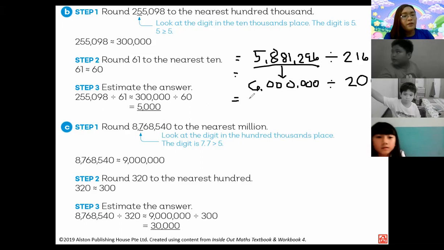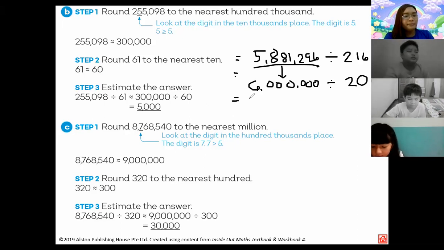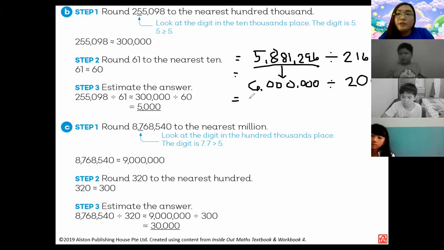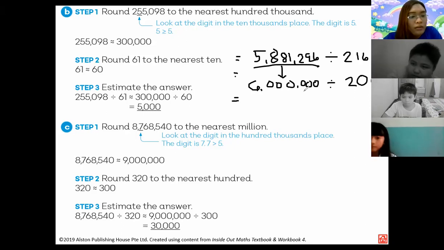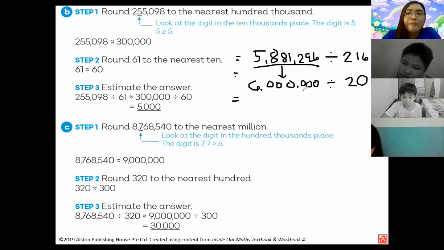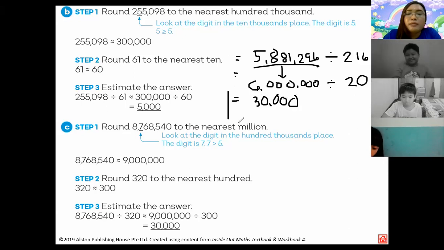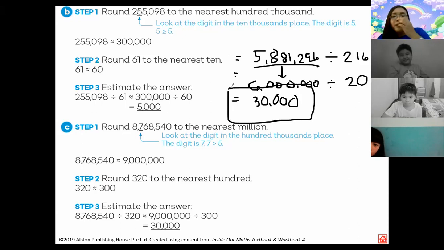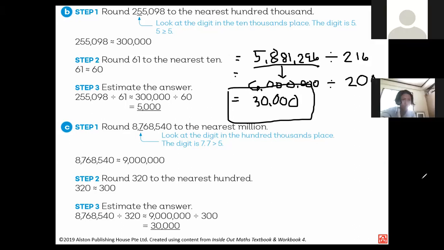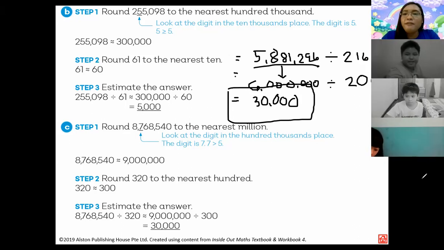Show me. Okay, what's the answer, Alpha? 3,000. 300,000. No, it's not 300,000. It's 30,000. Very good. So the answer is 30,000. Okay. All right, so do you understand, class? Yes, I do. Okay, very good.